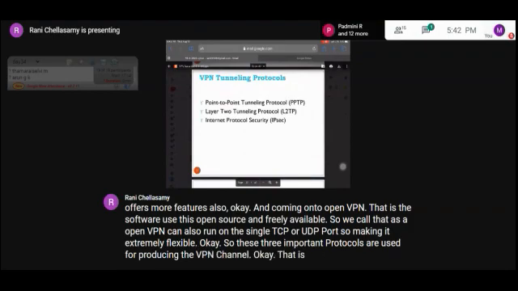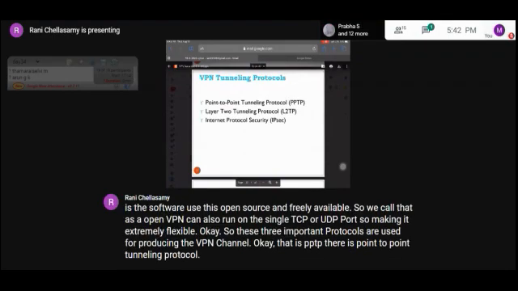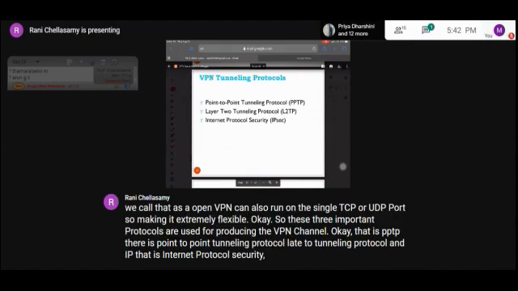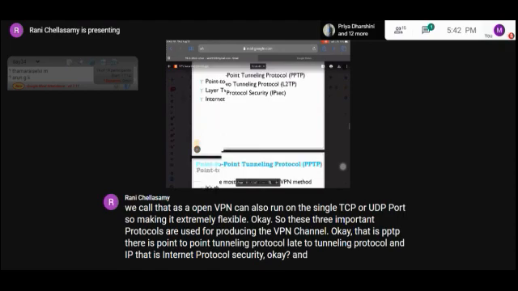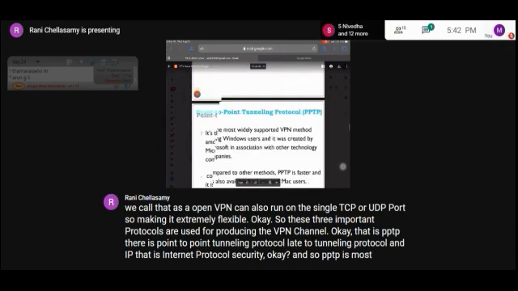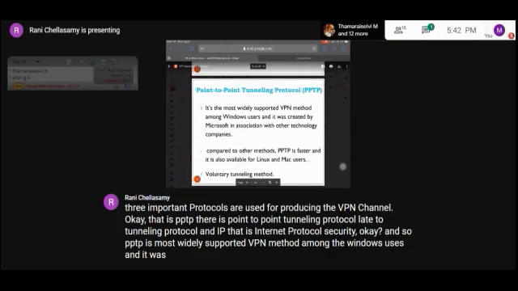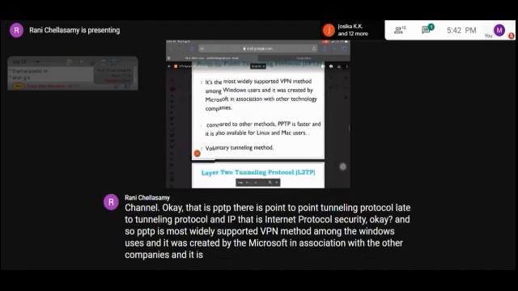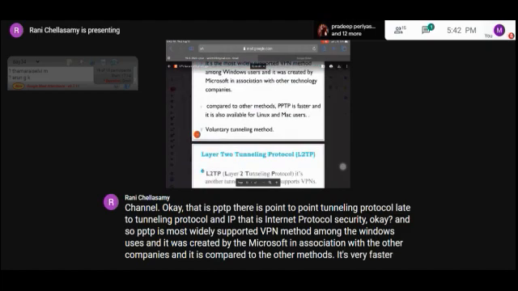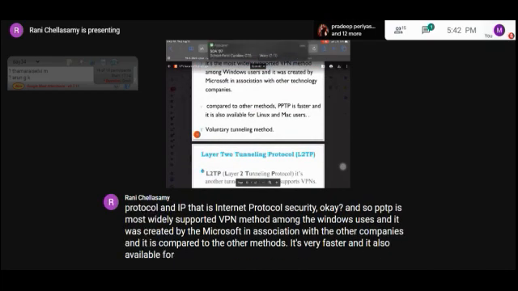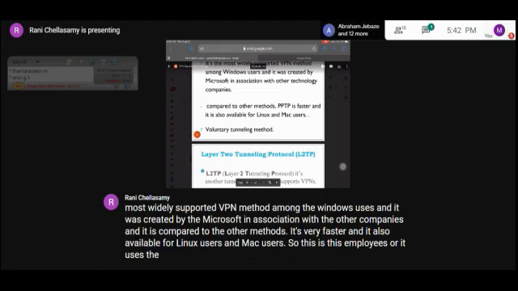That is PPTP, point to point tunneling protocol, layer 2 tunneling protocol, and IPsec, that is internet protocol security. So PPTP is the most widely supported VPN method among Windows users, and it was created by Microsoft in association with other companies. Compared to the other methods, it's very fast, and it is also available for Linux users and Mac users. It employs the voluntary tunneling method.